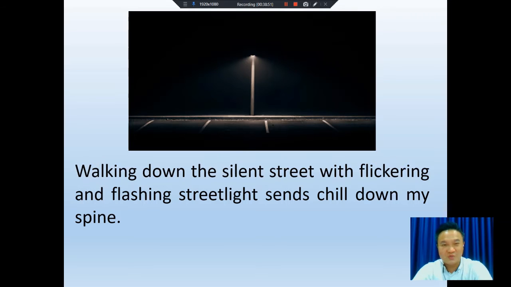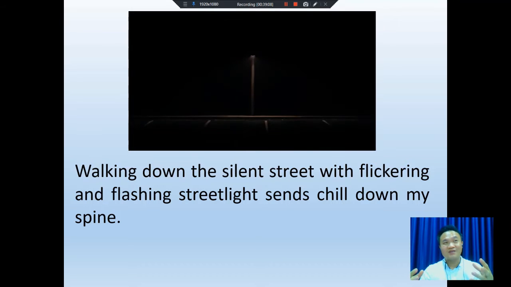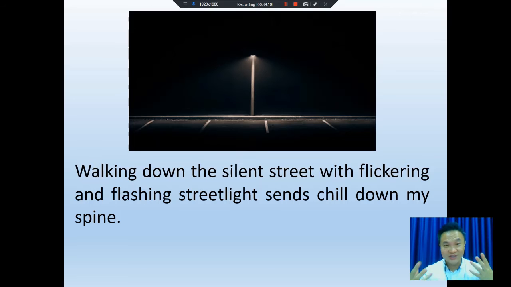It's a bit spooky when you walk along this kind of road and then suddenly the street lights are flickering and flashing. So this is more suitable for you to write a suspenseful narrative essay. It sounds eerie. It gives a reader a bit of spookiness. All right, next, go to the next one.